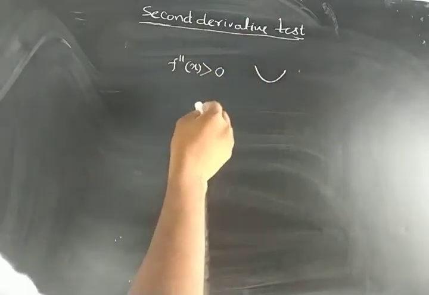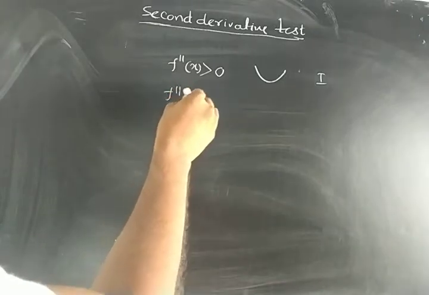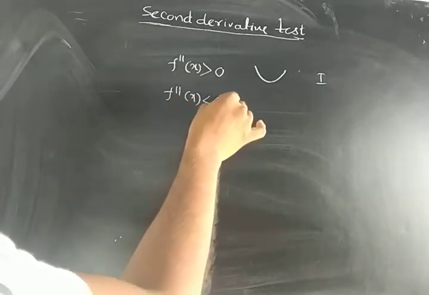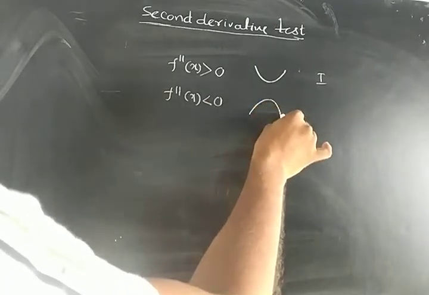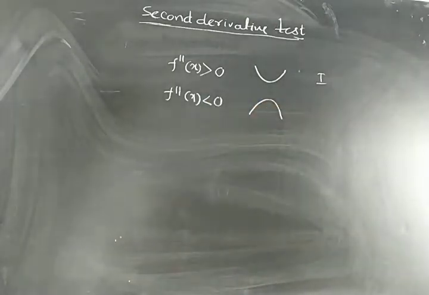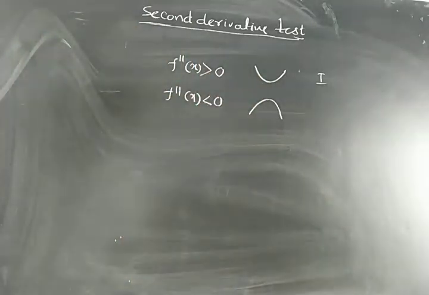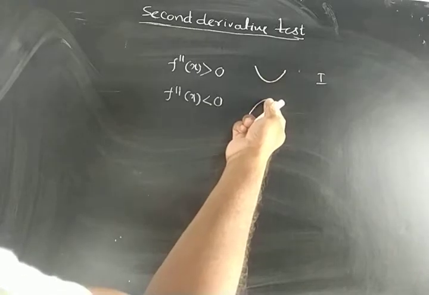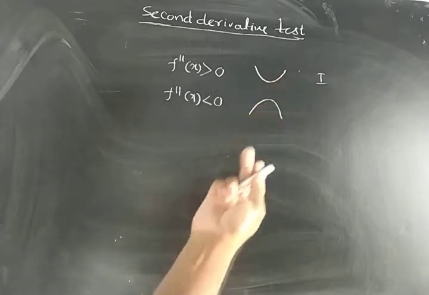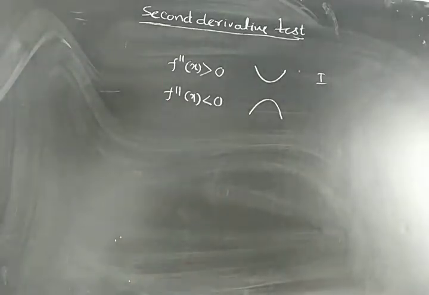So in any one open interval, if f double dash of x is less than 0 in that interval, then concavity is down, so the curve will be like this. So using the second derivative test, we can determine the concavity and convexity of the function. Here concavity up and convexity down. Here concavity down, convexity up, and we can also determine the point of inflection.